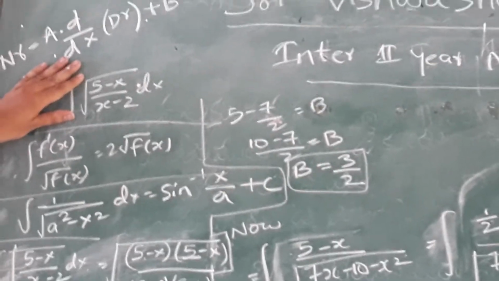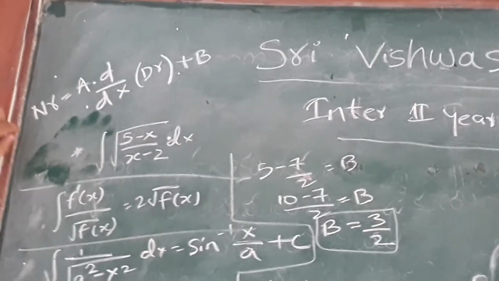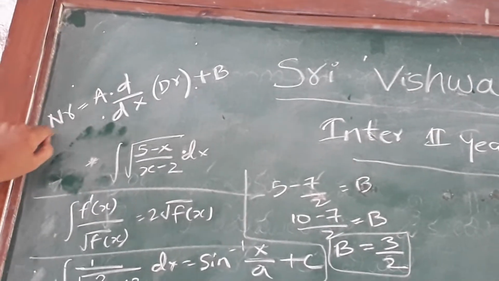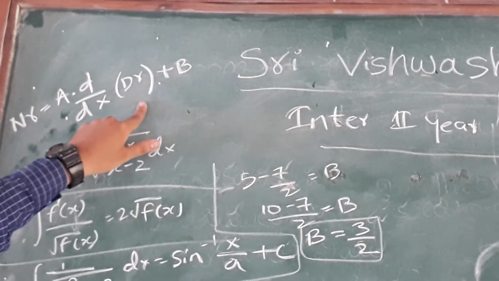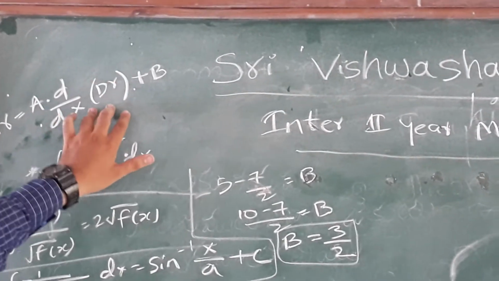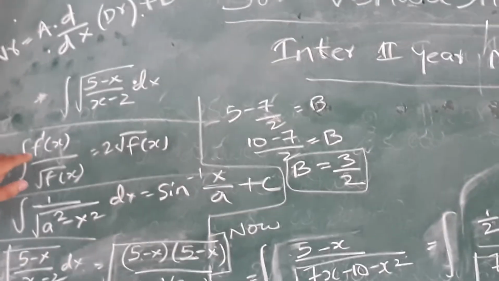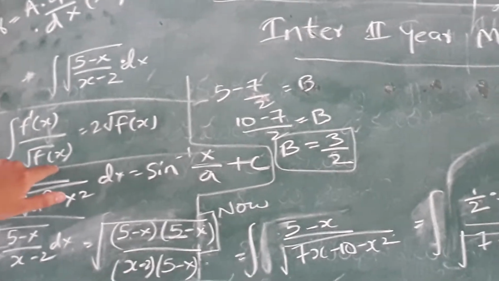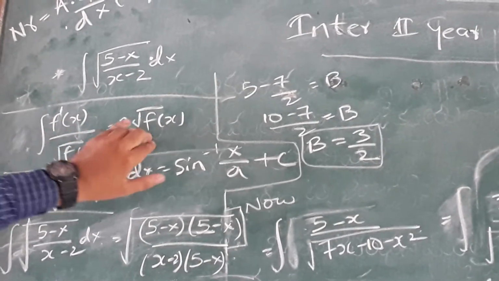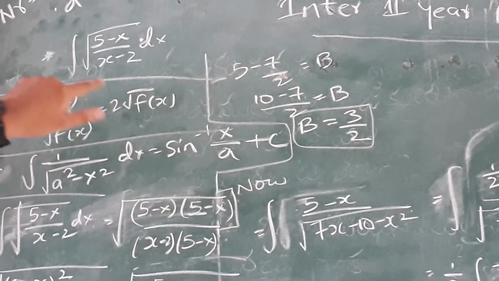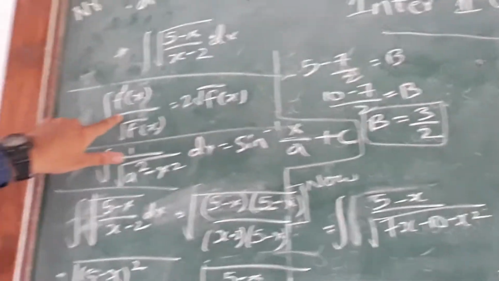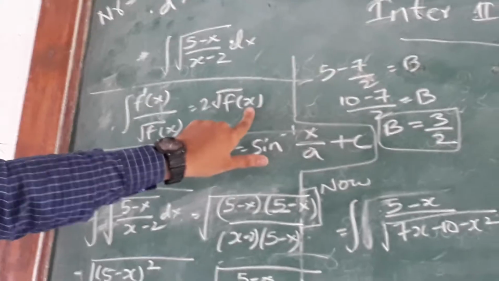So first of all, what are the formulas we are going to use? The first technique is numerator is equal to a into d by dx of denominator plus b. This is the first thing. Second formula, integration of f dash of x by under root f of x is equal to 2 root f of x. Yesterday we have seen f dash of x by f of x is equal to log of f of x. Now here it is 2 root of f of x.